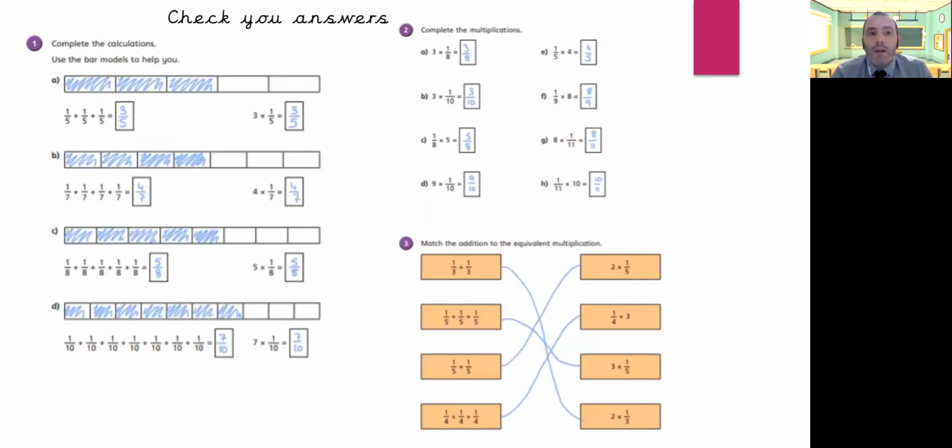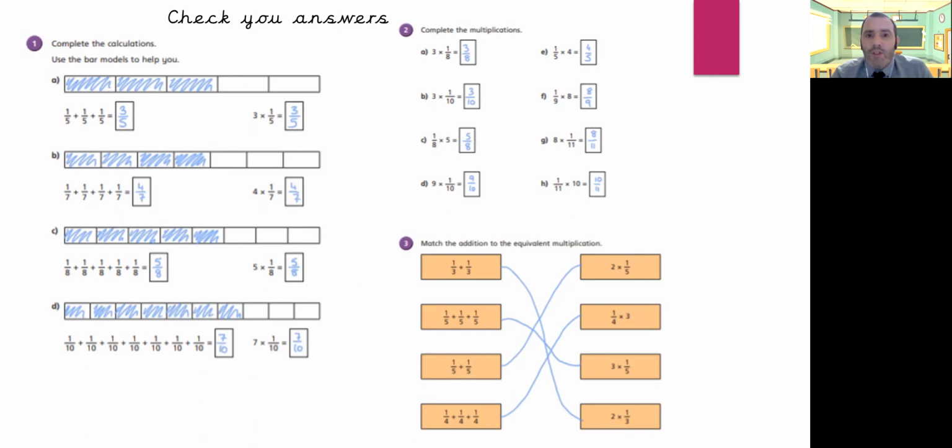So question 1, we've got 1/5 plus 1/5 plus 1/5 to give 3/5, and 3 times 1/5 is also 3/5. So it's remembering that multiplication is just repeated addition. B, you should have 4/7 for both questions. C should be 5/8 for both parts. And D should be 7/10 for both parts. Just be careful when you're multiplying that you're not accidentally finding an equivalent fraction and multiplying the denominator as well. We're concentrating on multiplying the numerator only.